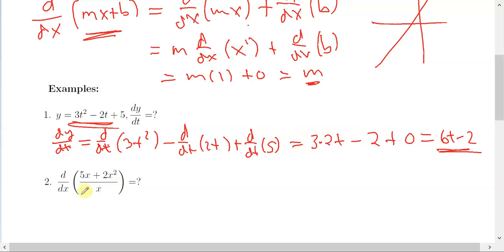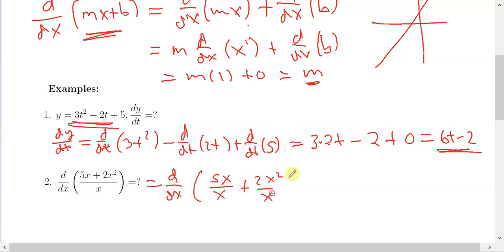This one again, be careful not to just go in and take the derivative of top and bottom separately. Remember, we don't have a quotient rule that works that way. We don't just get to take the derivative of top and bottom. Even though that works for limits, that doesn't transfer to what we're doing with derivatives. So if I want to do it at this point, I'm going to have to break this up and rewrite it as the derivative of 5x over x plus 2x squared over x.